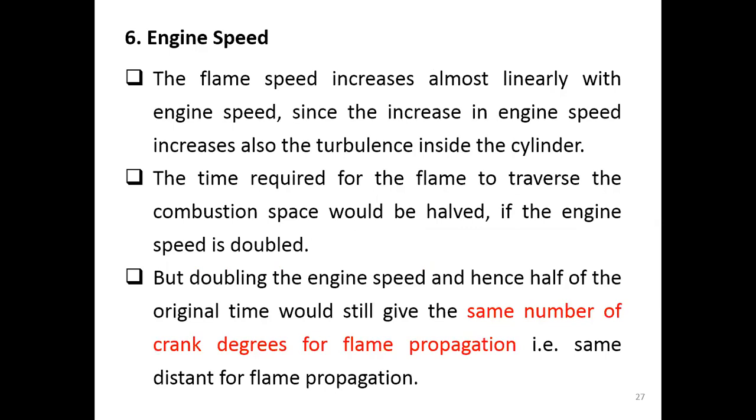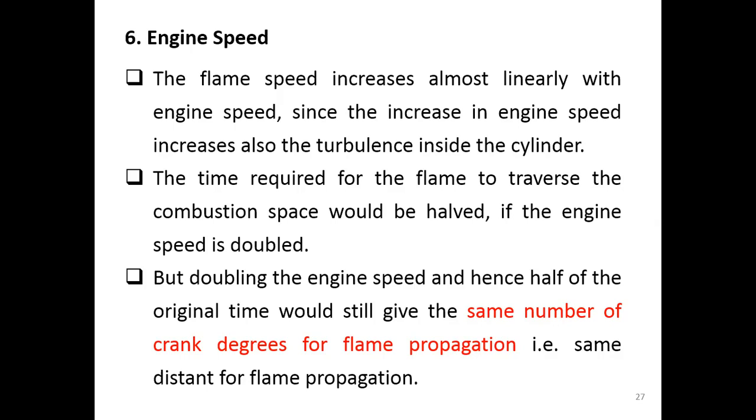That is the number 5 engine variable. How about number 6, the engine variable on the second stage of normal combustion? Number 6 is the engine speed. We know that the flame speed increases almost linearly with the engine speed. If we have higher engine speed, the flame speed increases, because the increase in engine speed will increase the level of turbulence inside the cylinder.